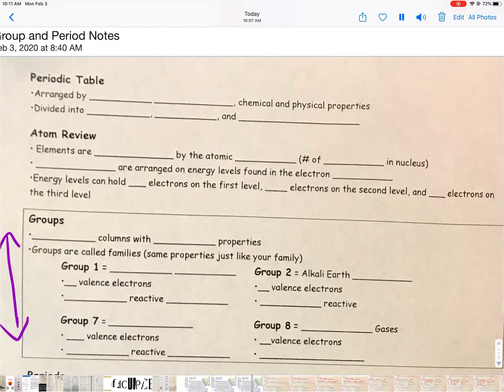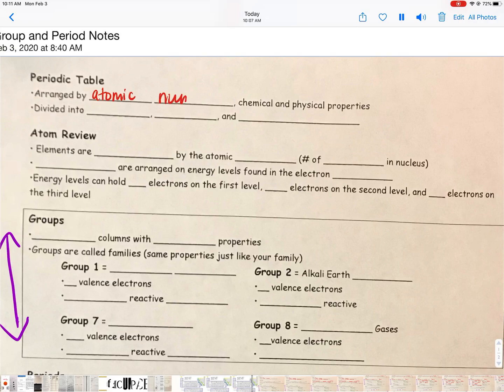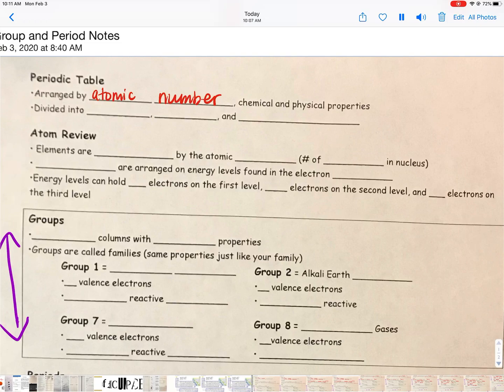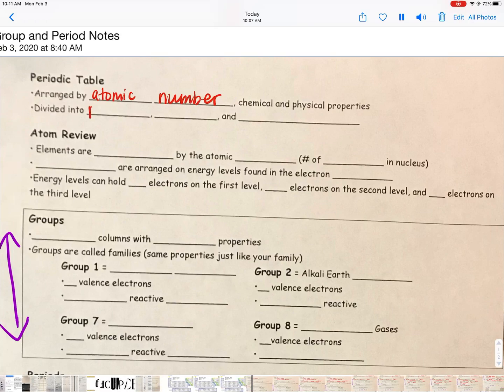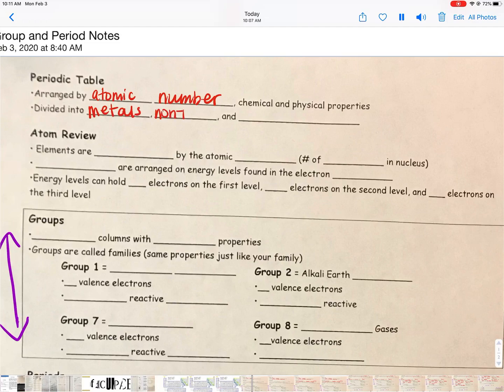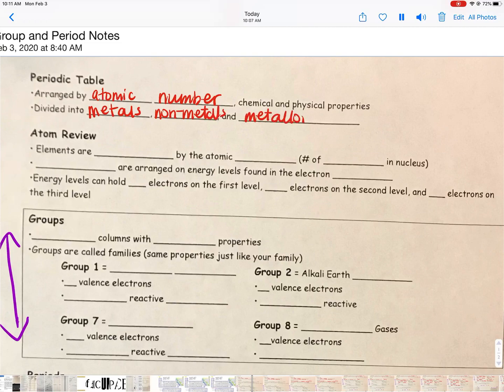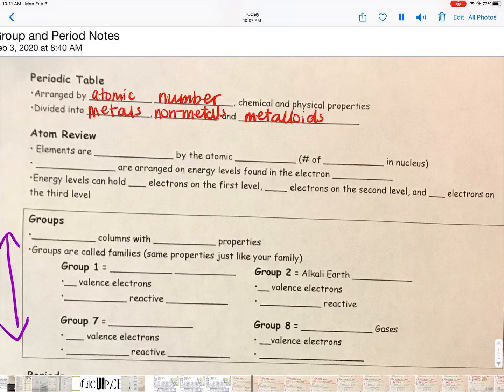So the periodic table is arranged by the atomic number, chemical and physical properties. If you look, the number increases as you move to the right side, but it also increases as you move down to the left. It's divided into metals, nonmetals, and metalloids. On our periodic table, we already color-coded and organized that by changing the colors to yellow, green, and blue for those things.